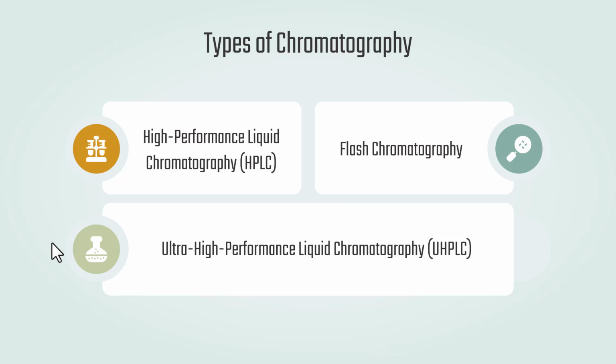Ultra high pressure liquid chromatography, an advanced version of HPLC with even higher pressure and better resolution. Imagine a supercharged version of HPLC that gives even more precise results. Flash chromatography, a rapid version used for quick separations, often in preparative applications. Think of it as a high-speed stream that separates dyes in a flash. So next slide is applications.